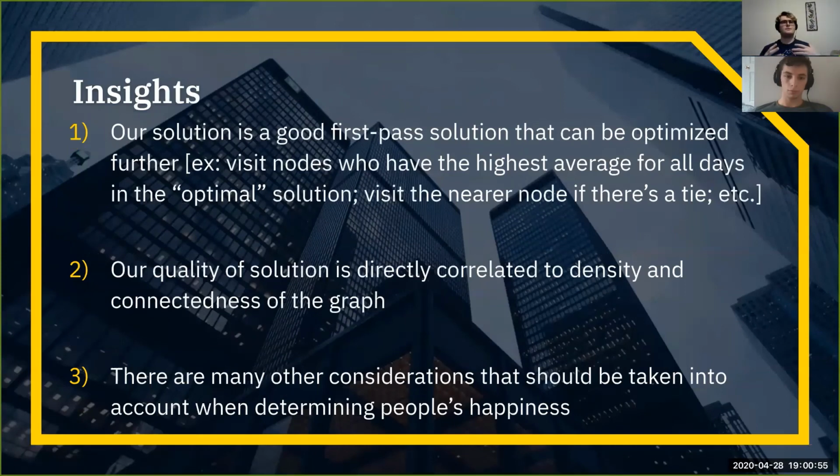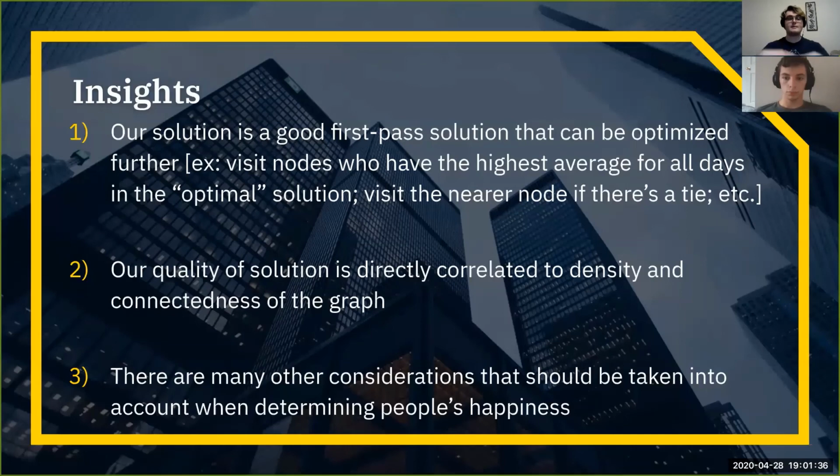So we went through all of this and we gathered a whole bunch of insights that we'd like to share about what we learned about the algorithm and other algorithms when solving this problem. So our first insight is actually that our solution is a good first pass algorithm, but it isn't optimized further. There are a lot of ways we could go about this, with 2 leading examples being you visit the nodes that have the highest average for all days in the optimal solution, and then you stay there for the duration that they would be stayed in the optimal. Or another way to optimize is that if you have 2 nodes of the exact same value, you always visit the nearer node instead of going to the farther node or having a random choice. And there are just other small optimizations such as this that can make our solution much better when implemented.